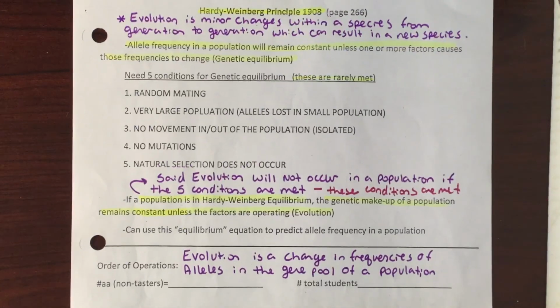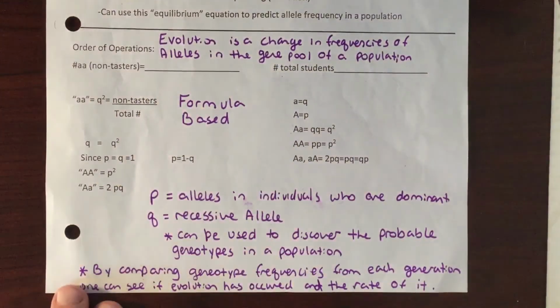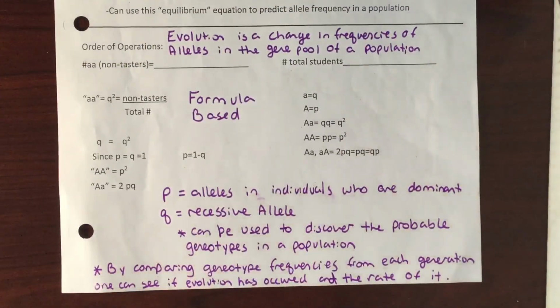So evolution is a change in frequencies of alleles in the gene pool of a population. And like I said, there is a whole formula-based thing that we can look at here. We can actually do it with alleles, who's dominant, who's recessive. And we can calculate in a population how many people are homozygous dominant, how many are heterozygous, how many are homozygous recessive. And by comparing genotype frequencies for each generation, one can see if evolution has occurred, and not only that, but the rate at which it will occur. So we could go through and calculate this out.